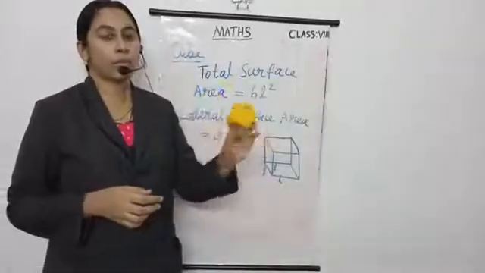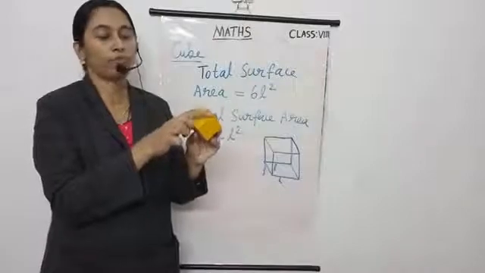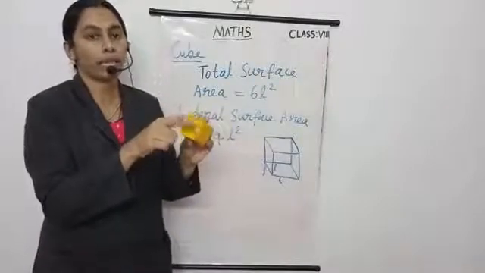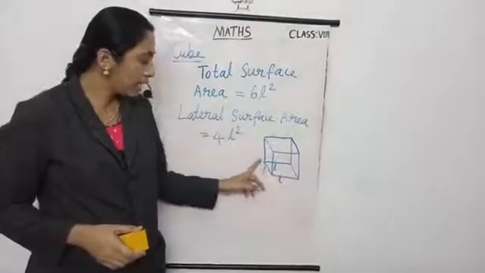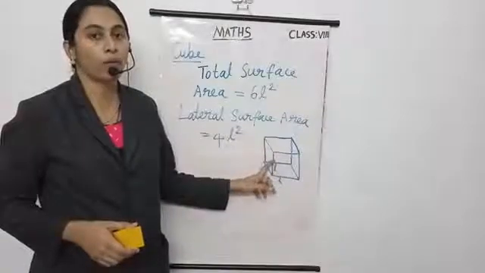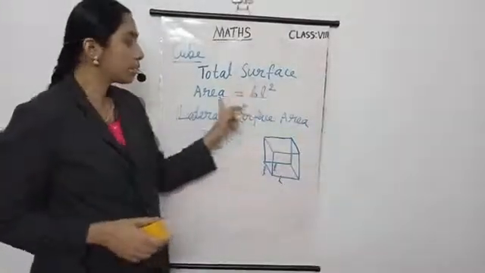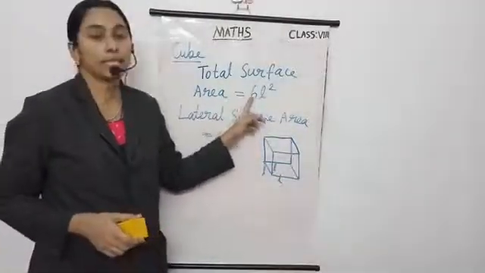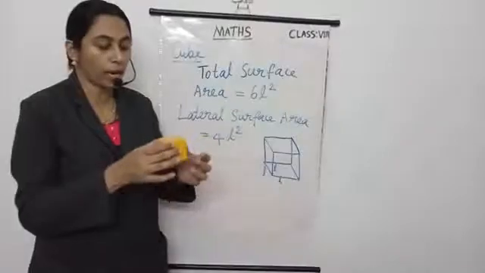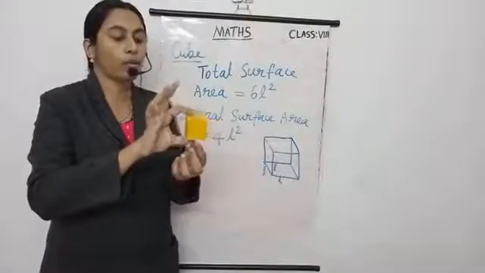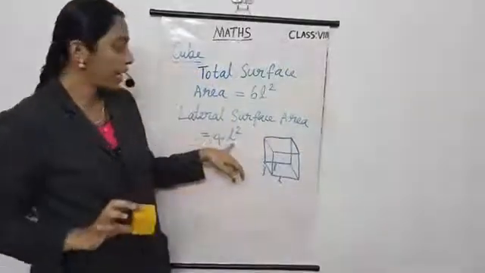Next, consider a cube. A cube has 6 faces. All faces are in the shape of a square. Square means all sides are equal. So this side L, this side L, this side L, all sides are equal. So we denote this side as a small letter l. Then the total surface area of a cube equals 6l square. And the lateral surface area equals 4l square. Lateral surface area means we avoid 2 faces. These 4 faces are included, and the sum is 4l square.